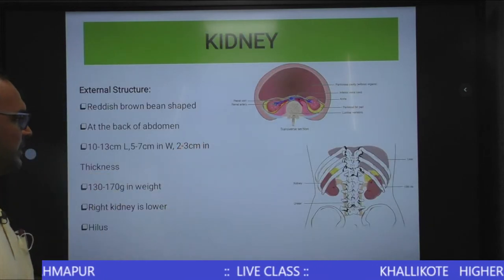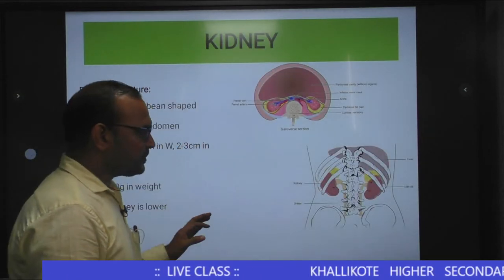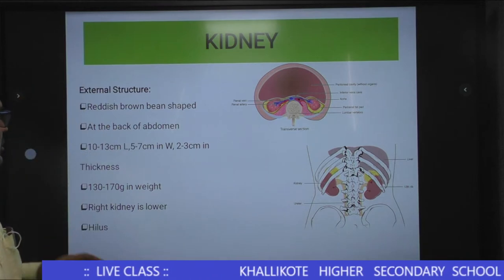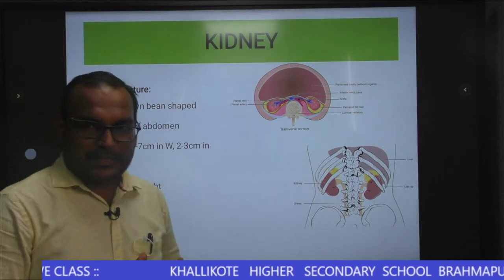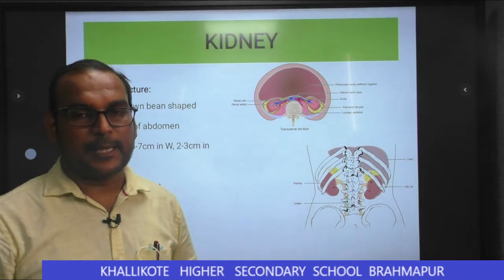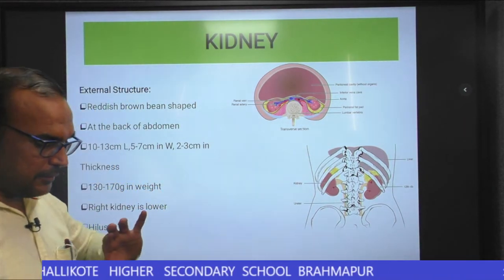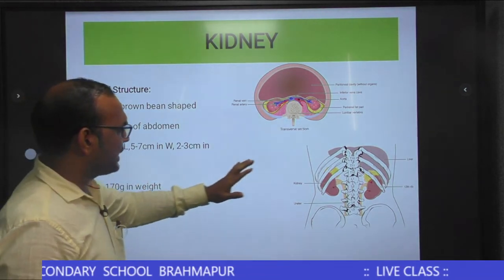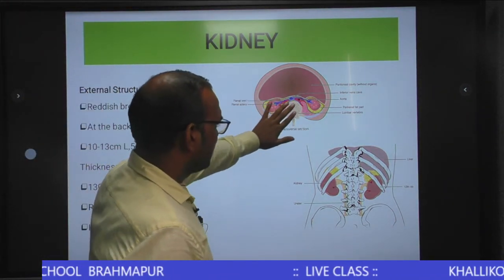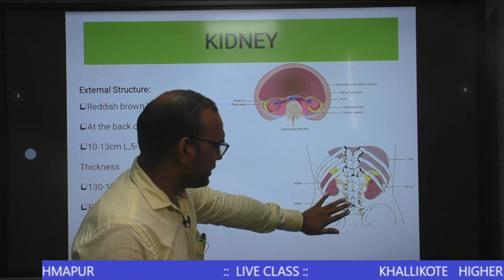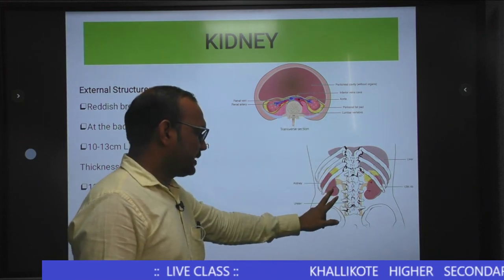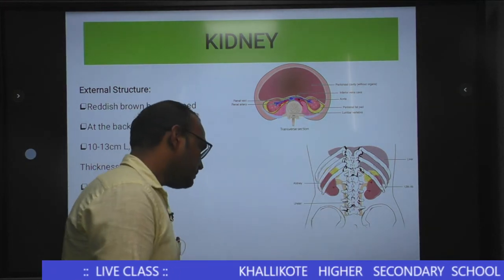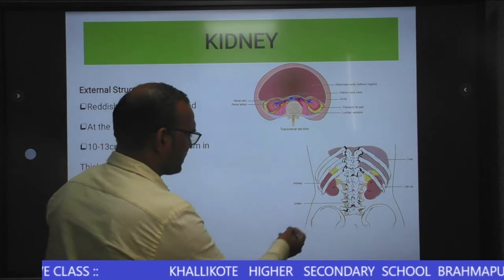Here we can see how the kidney looks. Let's discuss it in two ways: external and internal. If we see the external structure of the kidney, here it is a transverse section. Here we see the kidney, right?